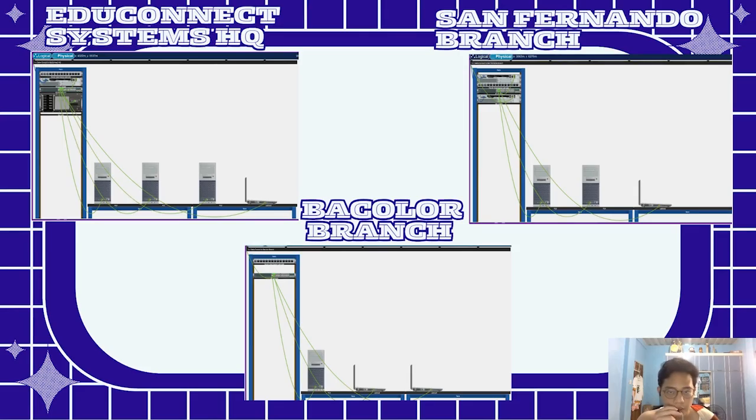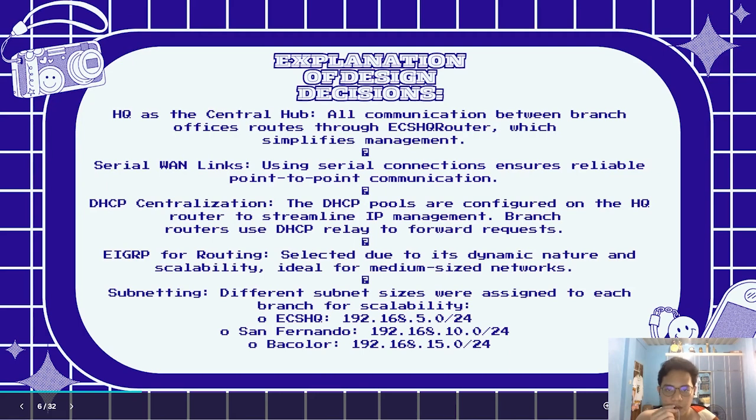This slide displays the physical layout of the network devices in each EduConnect Systems location: the headquarters, the San Fernando branch, and the Bacolor branch. Each image shows how the routers, switches, PCs, and laptops are physically arranged and connected inside their respective network racks and workstations. Next is the explanation of our design and decisions.